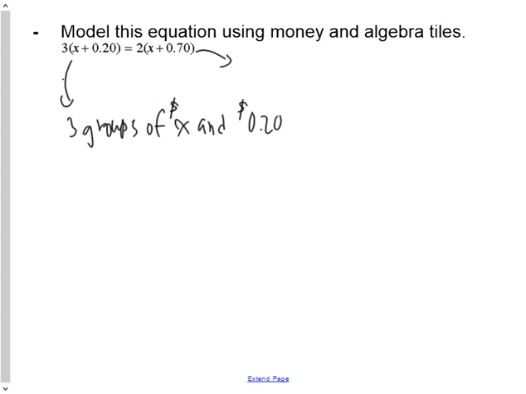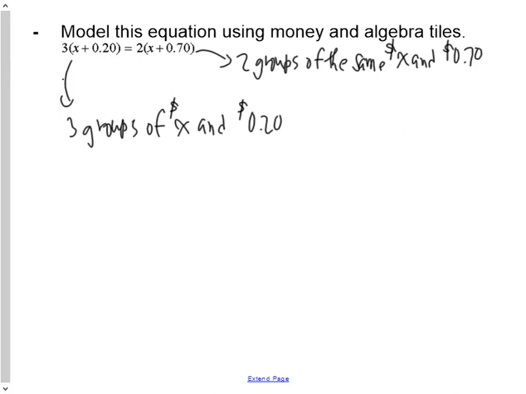This is a modelling equation using money and algebra tiles. So we have, this says 3 groups of x dollars and 20 cents. X amount of money and 20 cents. And this says 2 groups of the same x dollars and 70 cents. And those are going to be the same amount of money.